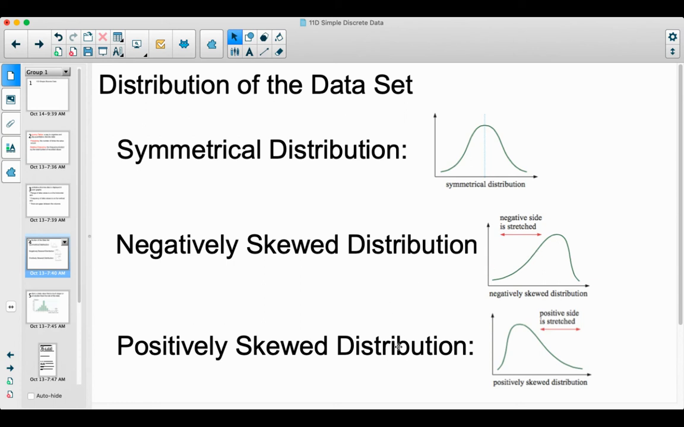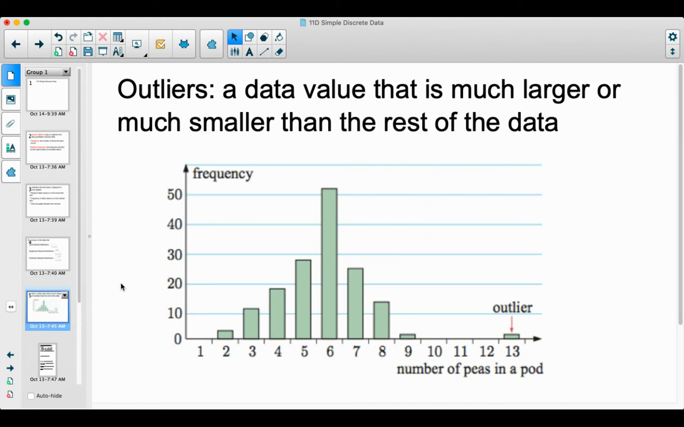And then the opposite of that is your positively skewed distribution. And that's when your tail, which is right here, is going in the positive direction. So that means the bulk of your data is going to be over here on the left side. So let's look at just an example here. Another definition there: an outlier is going to obviously be something that is much larger or much smaller than the rest of the data. So you can see that here's a big chunk of the data, and then I have this 13 over here that is far away from everything else. So this would be considered your outlier.